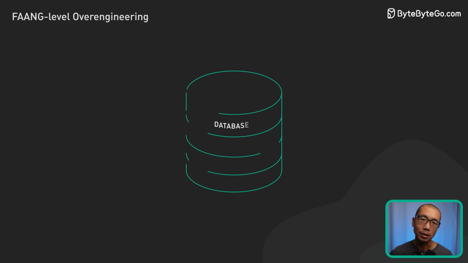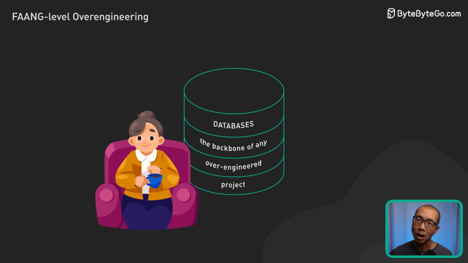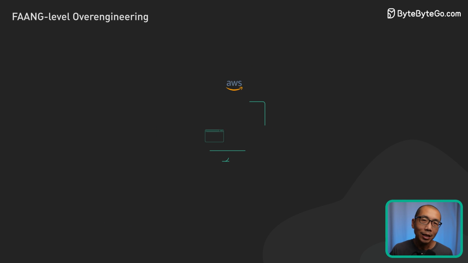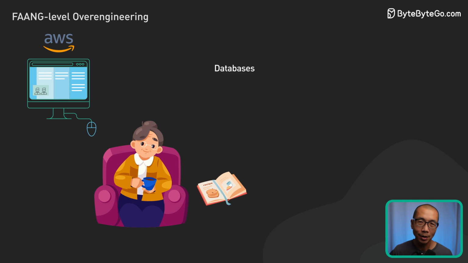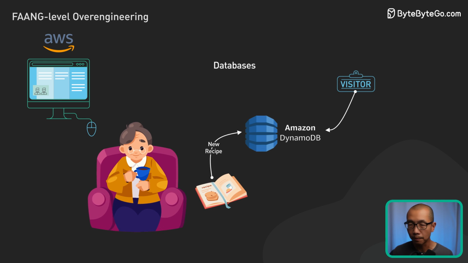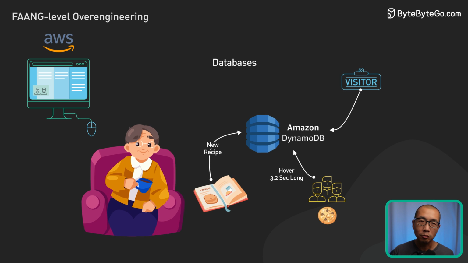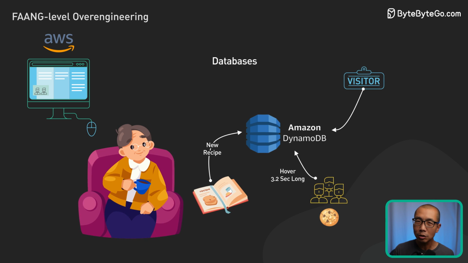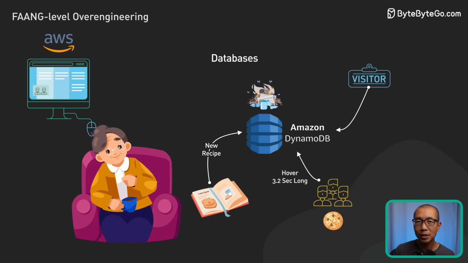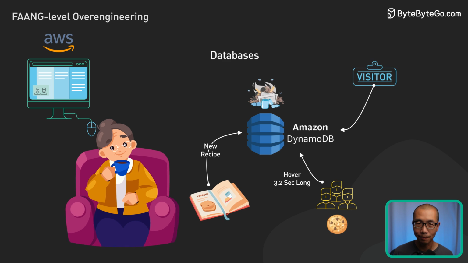Next up, databases, the backbone of any over-engineered project. For Grandma's recipe website, we'll need a ton here. Let's kick things off with DynamoDB, shall we? We'll use it to track every single visitor interaction in real time. Did someone hover over a chocolate chip cookie for 3.2 seconds? Into the database it goes. You can later use this goldmine of irrelevant data to hyper-personalize recipe recommendations.